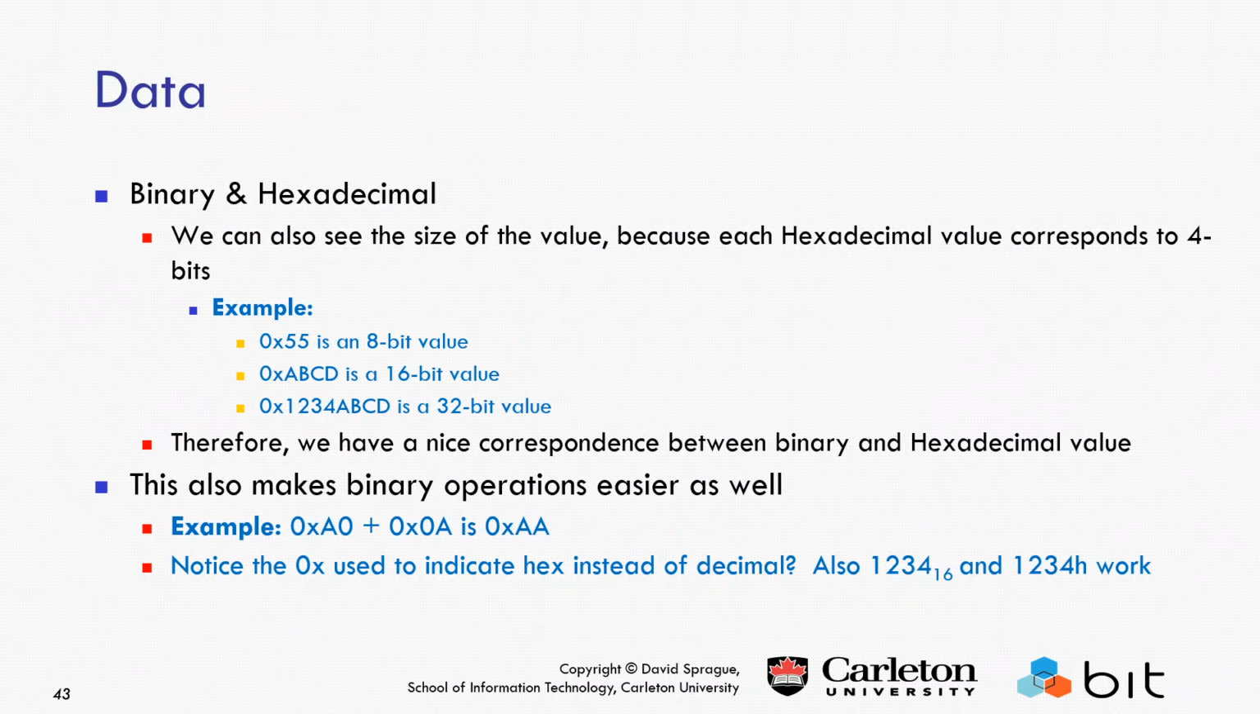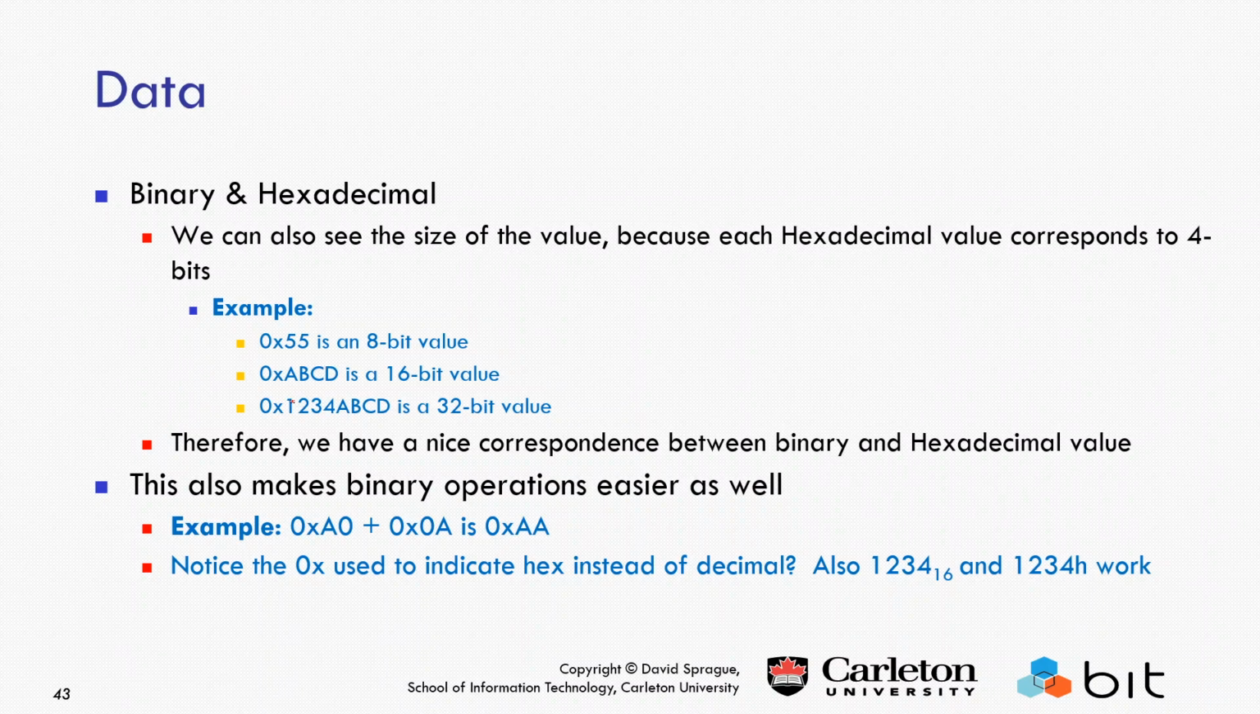55 is an 8-bit binary number. Why? Because I know each one of these digits is 4 bits. That's 4 bits, that's 4 bits, and 2 of them together makes 8 bits. This is 1, 2, 3, 4. 4 times 4, a 16-bit number, right?